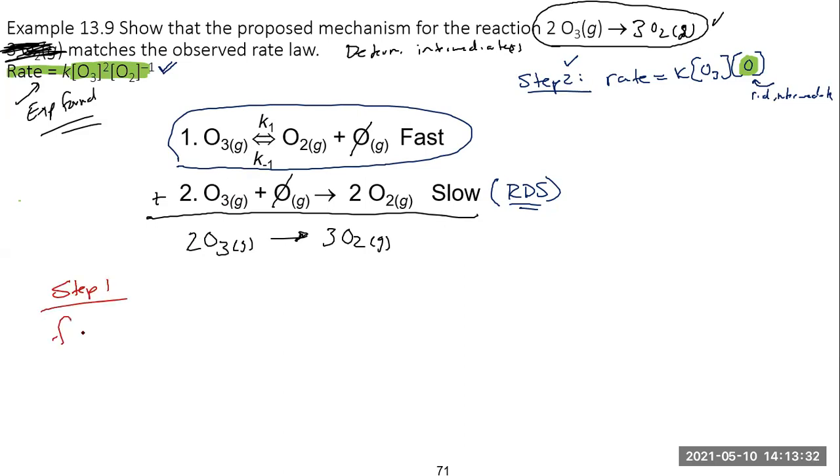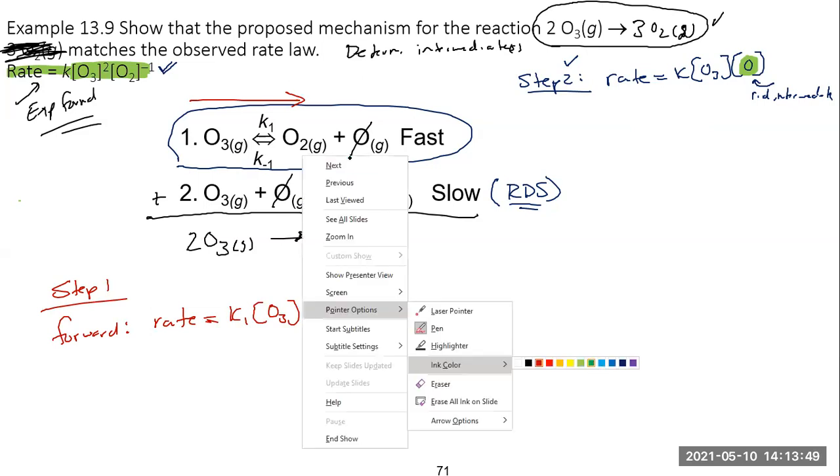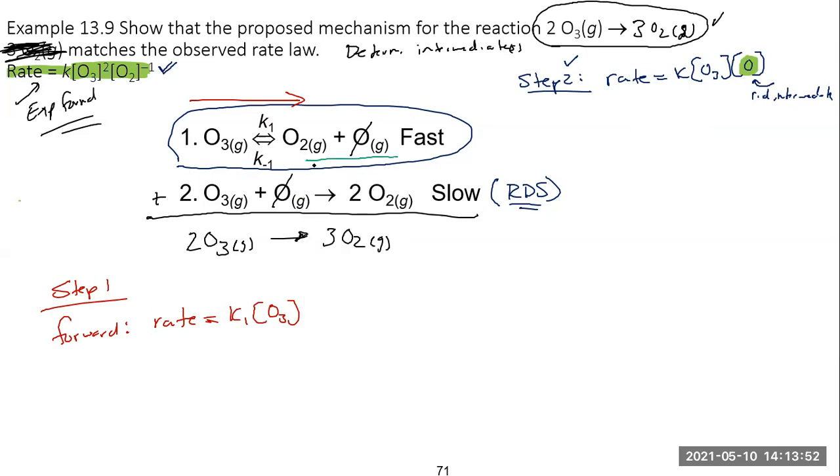We could write the rate law for the forward direction, which would be: the rate is equal to K1 times [O3], again, assuming we're heading in that direction. We could also write a rate law for the reverse reaction, assuming we are heading in this direction. That would be the rate is equal to K to the minus 1. Now our products become our reactants, so that is the concentration of O2 times O.